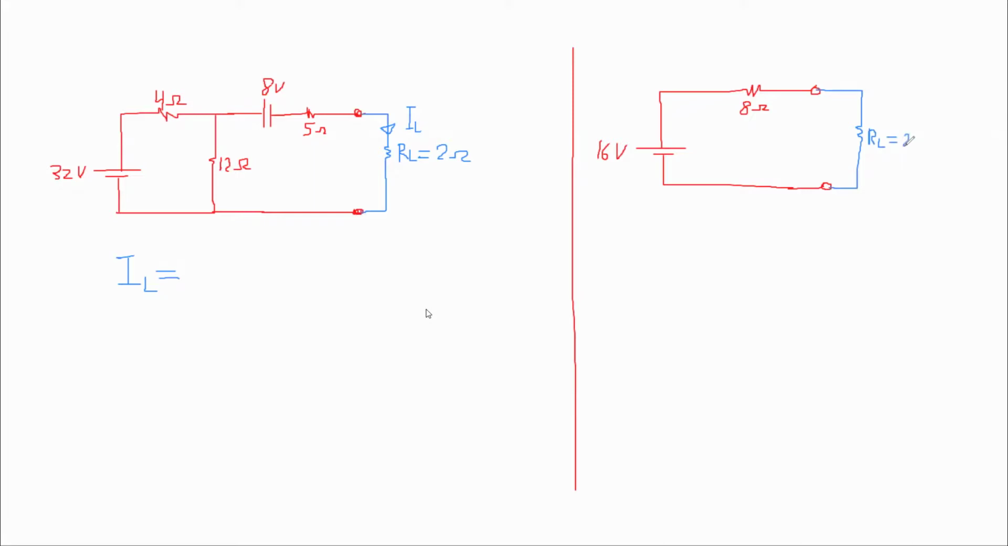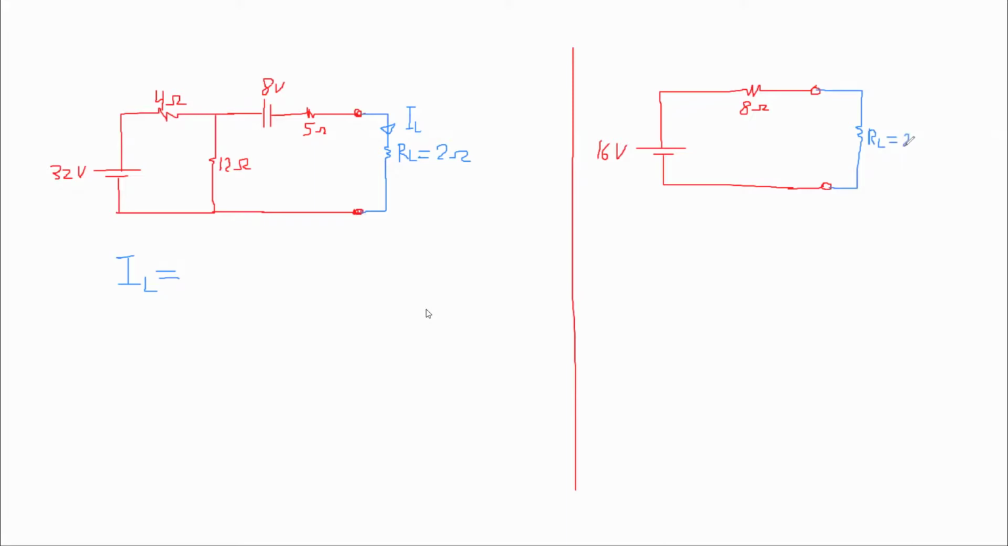Probably this one is way easier to find, because this one is just the voltage 16 divided by the total resistance, which is 8 plus 2. So this is 10. So this is 1.6 ampere. See, this circuit is easier than this.